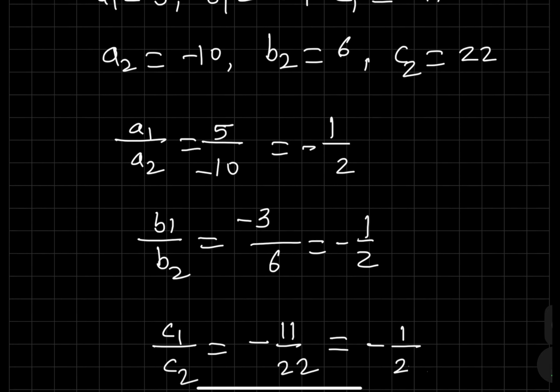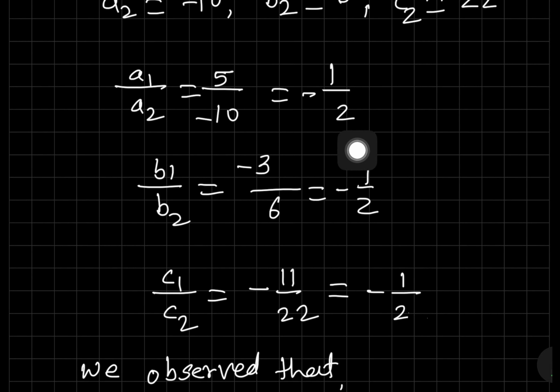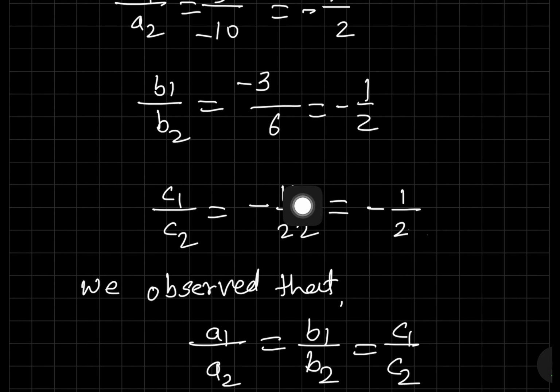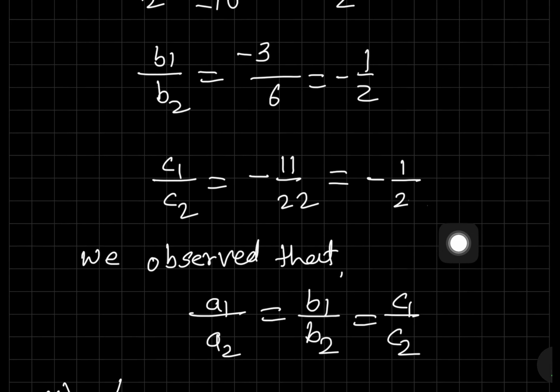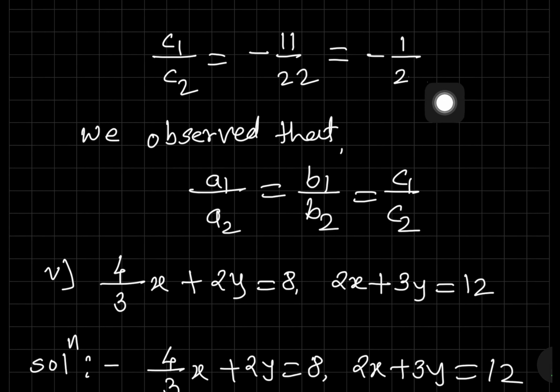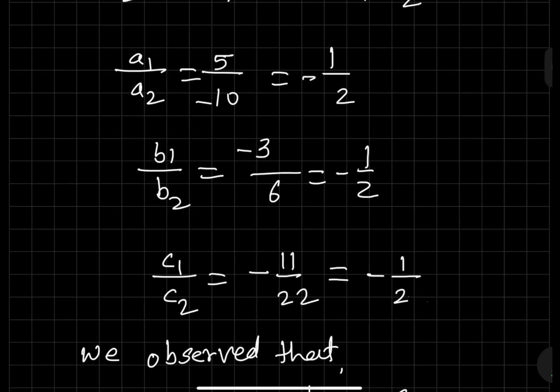Again we have to write the same way. a1 upon a2 equal to 5 upon minus 10, so it becomes minus 1 upon 2. This is also, b1 upon b2, minus 3 upon 6, the minus sign is there, means the fraction becomes minus. 3 1s are 3, 3 2s are 6, so 1 upon 2. c1 upon c2, minus 11 upon 22, the answer is also minus, and 11 1s are 11, 11 2s are 22, so 1 upon 2. We observe that, see, all are the same here. Here also you can observe minus 1 upon 2, minus 1 upon 2, minus.